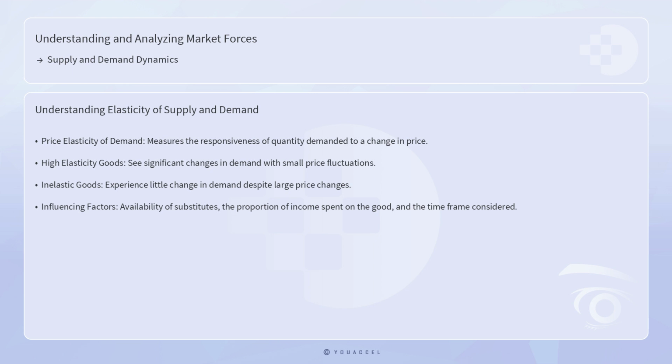Elasticity is influenced by factors such as the availability of substitutes, the proportion of income spent on the good, and the time frame considered. For instance, luxury items typically have high price elasticity because consumers can easily forego them or find alternatives, whereas necessities, such as gasoline, tend to be inelastic.